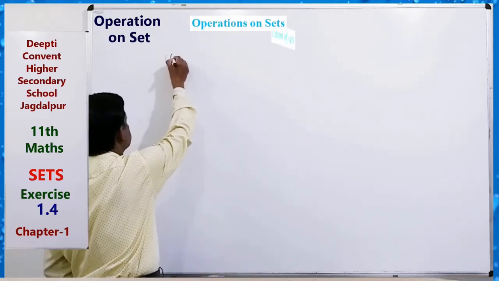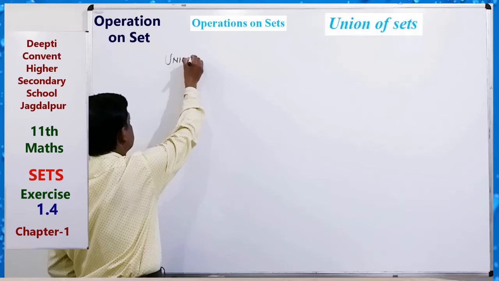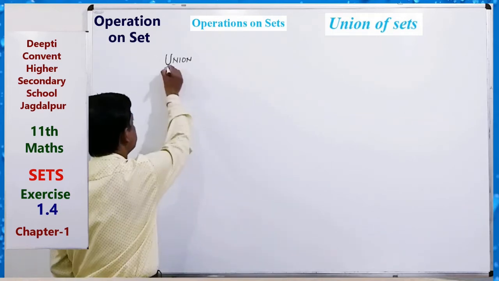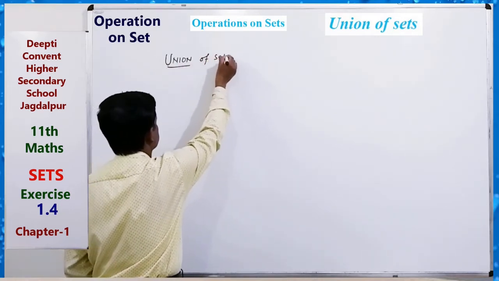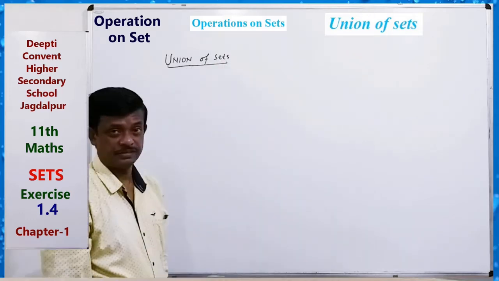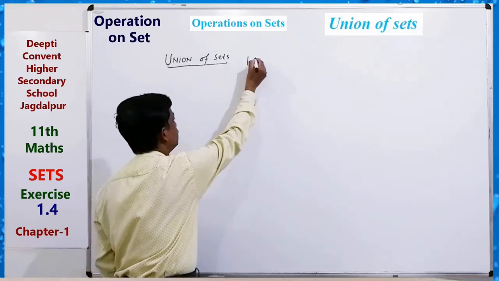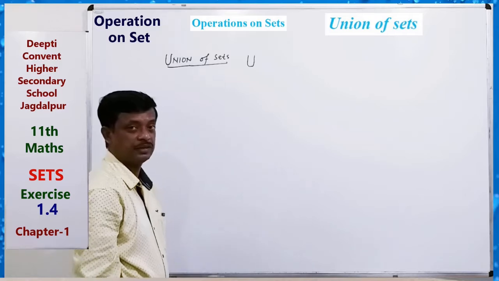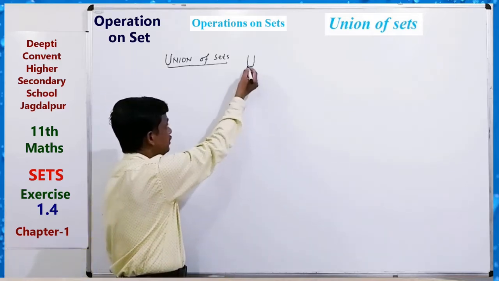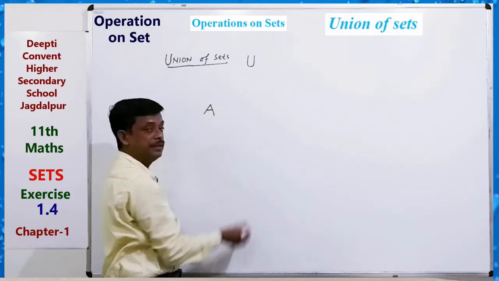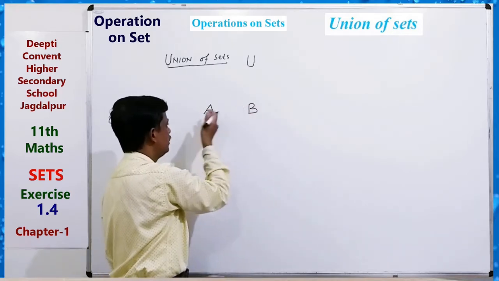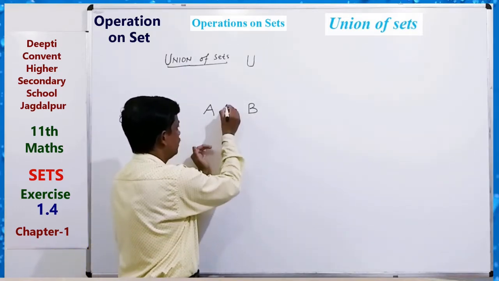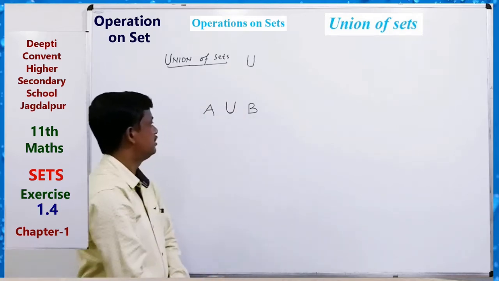Union of sets. Union is denoted by this symbol, U. Suppose we have a set A and another set B, A having some elements and B having some elements. Then these two sets are combined by this, A union B.